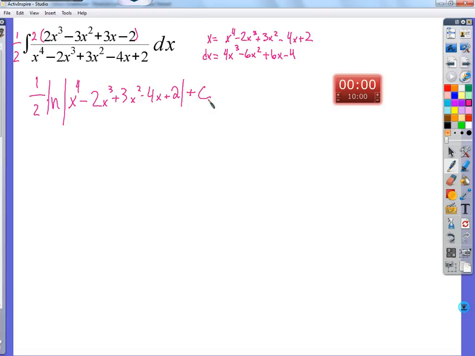Good. Any questions about that? I was wrong. I took the derivative and moved down to 3. I forgot about the absolute value. Yeah, absolute value, that's pretty important.